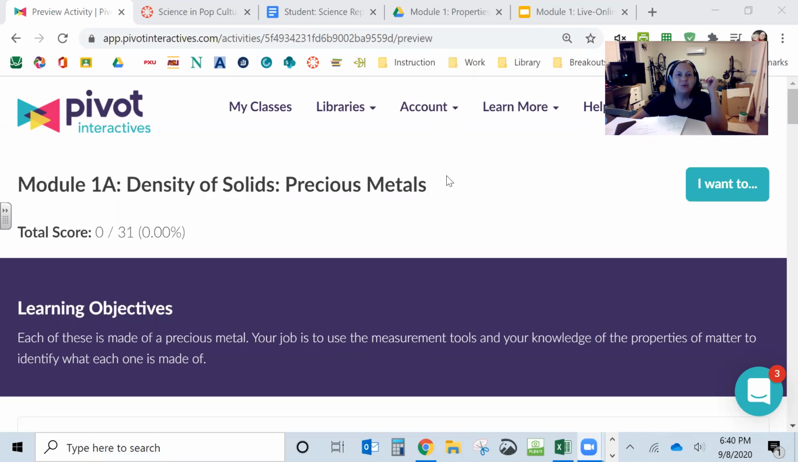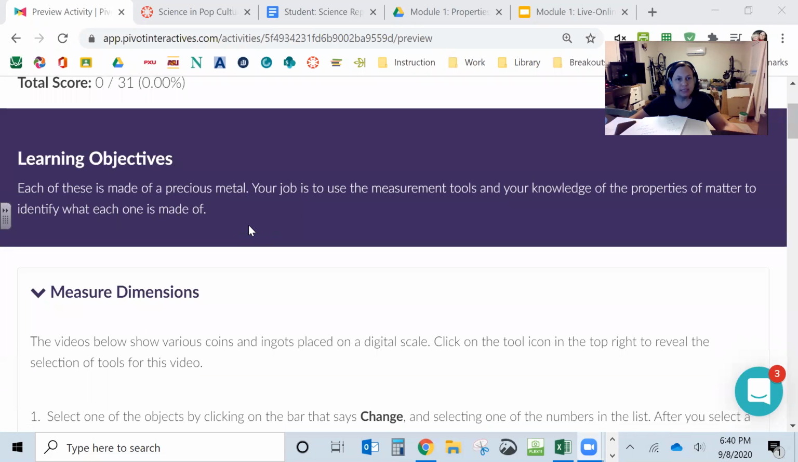I'm going to try to give you a quick overview of the Pivot Interactive. I am in Module 1A, Density of Solids. Your Pivot screen might look slightly different since mine is an instructor view. It has learning objectives listed to tell you the point of the lab. You're going to be looking at coins and figuring out what metal it's made out of based on its density.